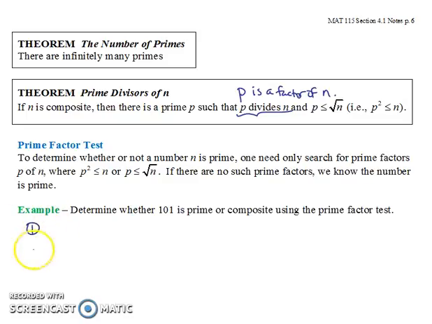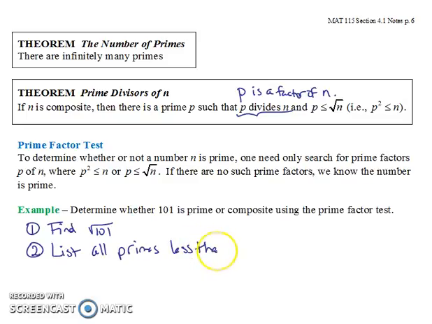First thing we're going to do is find the square root of 101. Then we're going to list the primes less than the square root of 101, and then we're going to check to see if any of them divide.